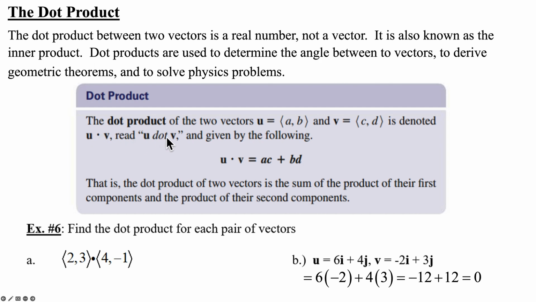We read that as u dot v, and its definition is to multiply the two x or horizontal components, multiply the two vertical or y components, and then add those two products together. And that's what this statement right here states. So to work this out, this component vector 2 comma 3 dotted with the component vector 4 comma negative 1: 2 times 4 is 8, 3 times negative 1 is negative 3, add them together, 5. It's a real number.